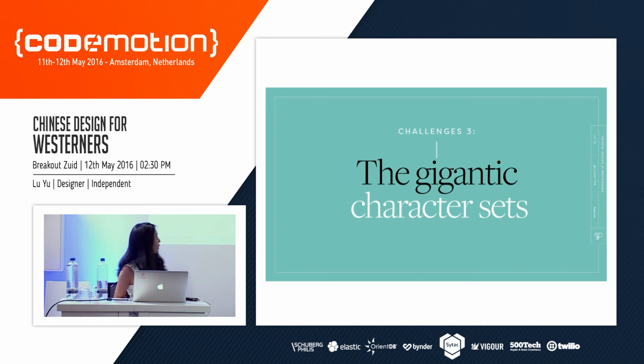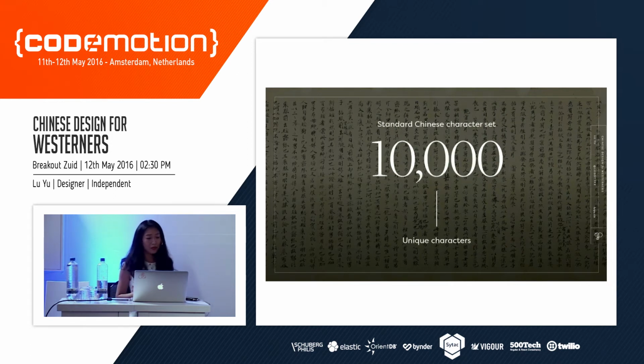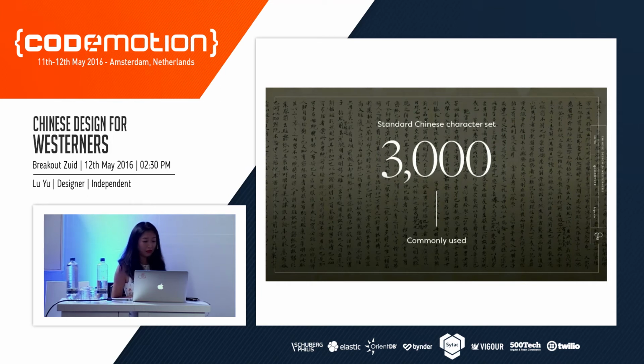And you probably already know the character set is very large. But how many characters are there? Well, honestly, I don't know, because there are too many, and new ones just keep developing all the time. But one of the biggest collections of Chinese characters has more than 100,000 characters, and it's called the Yiti Zi Dictionary. For a standard Chinese character set, there should be more than 10,000 unique characters. And among those, more than 3,000 are commonly used.